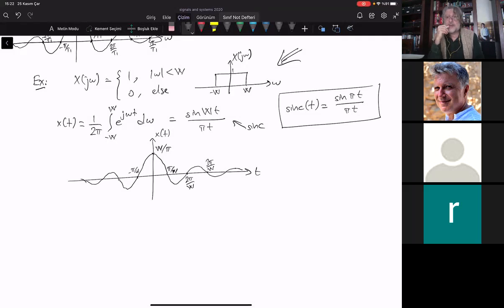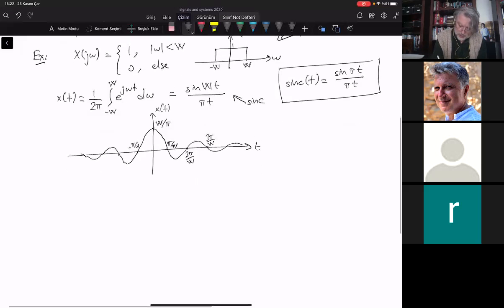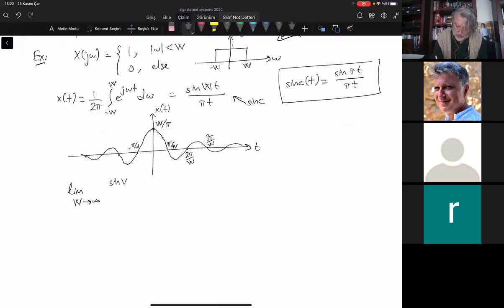It can also be considered as a limit: as W goes to infinity, this sinc will go to an impulse. Let me write it if you wish. Limit as W goes to infinity, sine Wt over pi t approaches delta of t. That's an interesting observation that we can make.